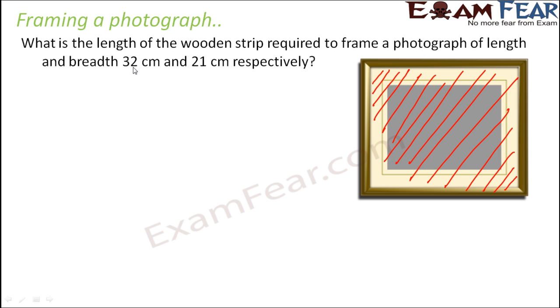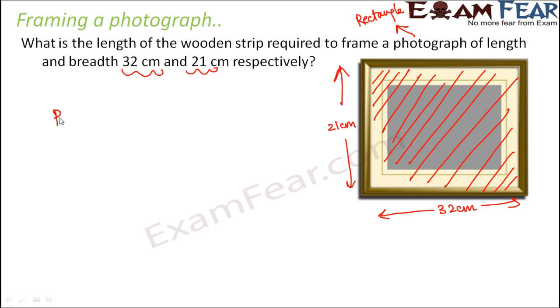And the photograph is in which shape? By looking at the dimensions, the length is 32 centimeters and the breadth is 21 centimeters. That means these two sides are not equal, so it is definitely not a square. This photograph is nothing but a rectangle. So what we have to find out is the perimeter of this rectangle.